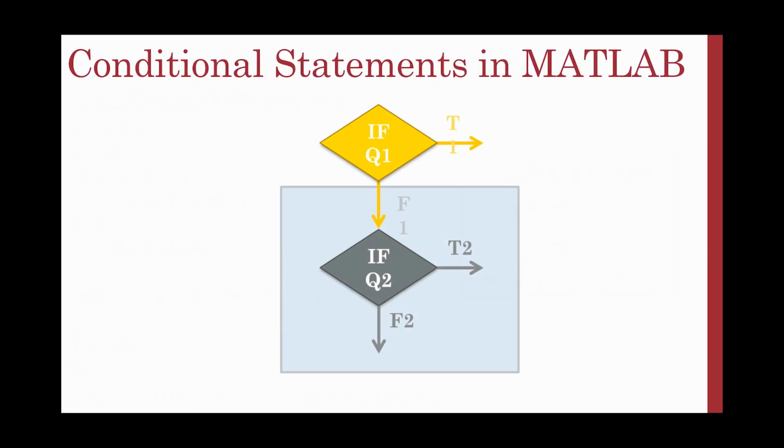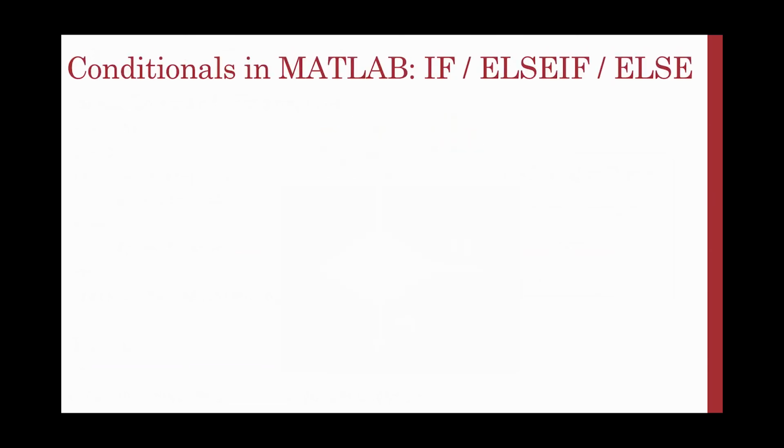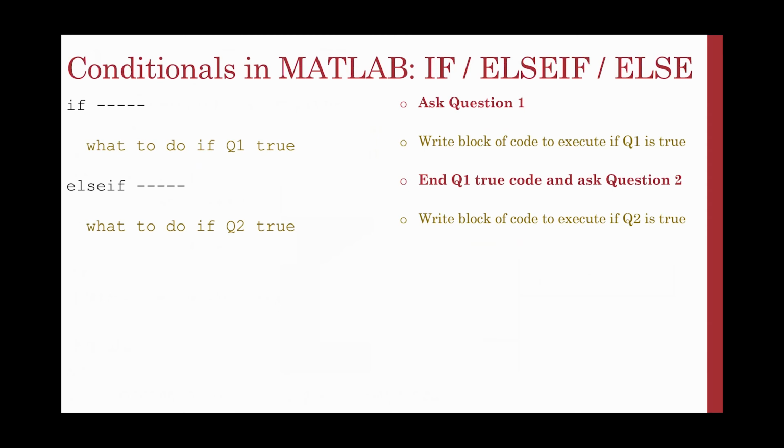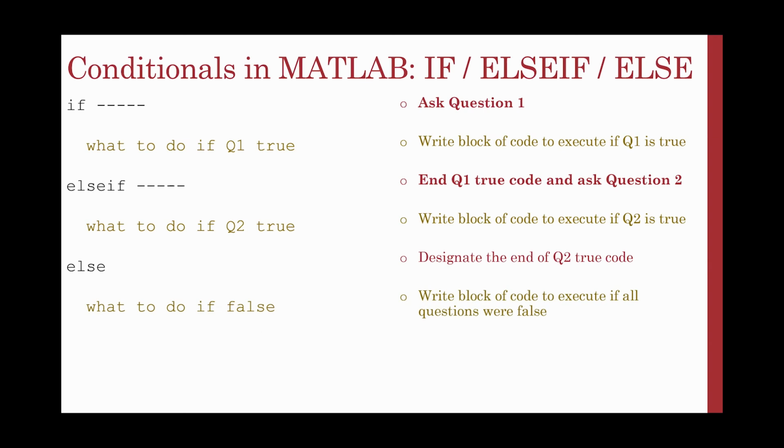So how do we nest conditional statements in MATLAB? Again, we have our first question and if it's true, we do that. And if we have a second question, we're going to trigger a second if statement. MATLAB has a structure called if, elseif, else. First is your if, where you ask your first question. Then you write your code for what to do if question 1 is true. Then you write elseif, which will end question 1 and ask question 2. And then you write the code for question 2 if question 2 is true. Then you write else, which will designate the end of question 2 being true. Then you write what to do if question 2 is false. And then you end your code completely.